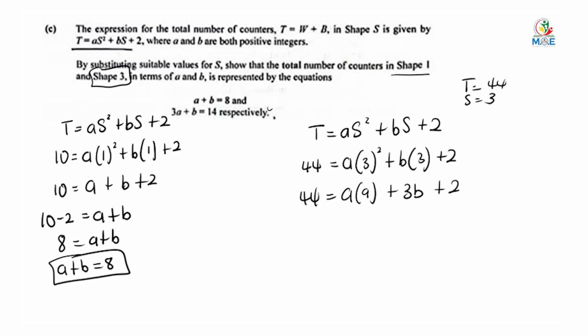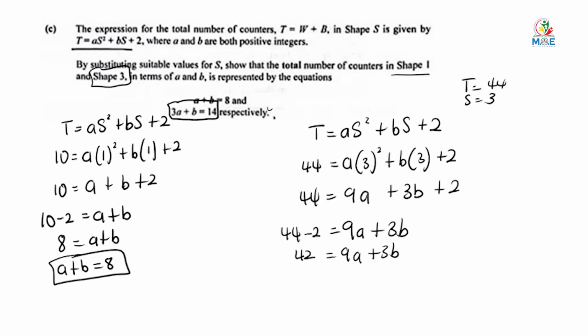So a times 9 would simply give me 9a. I can simplify this further because I want it to look like what they want me to show. So I can carry over the 2. I'll have 44, and since 2 is added, we take it over and subtract. 44 subtract 2 is equal to 9a plus 3b. So I have 44 subtract 2 would give me 42 is equal to 9a plus 3b. So I can rewrite this and say 9a plus 3b is equal to 42.